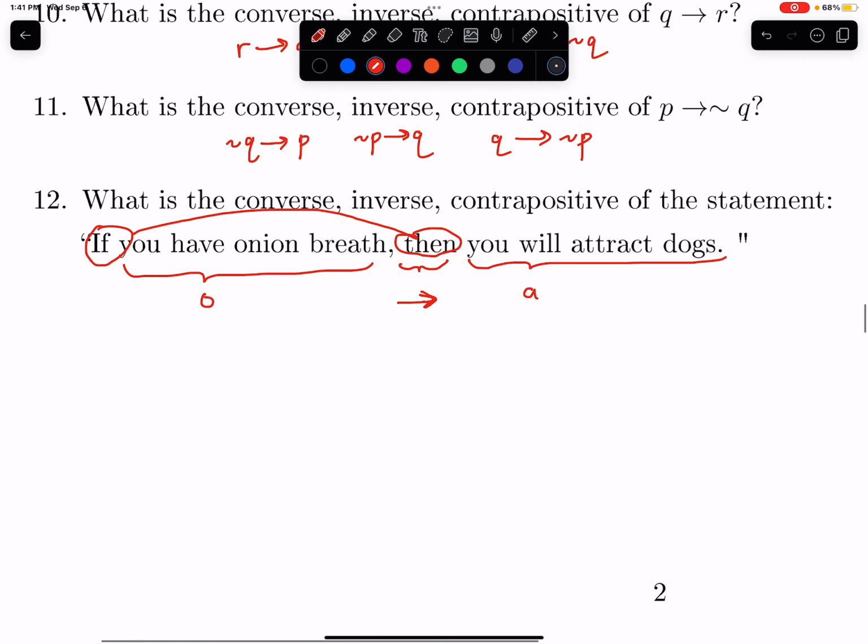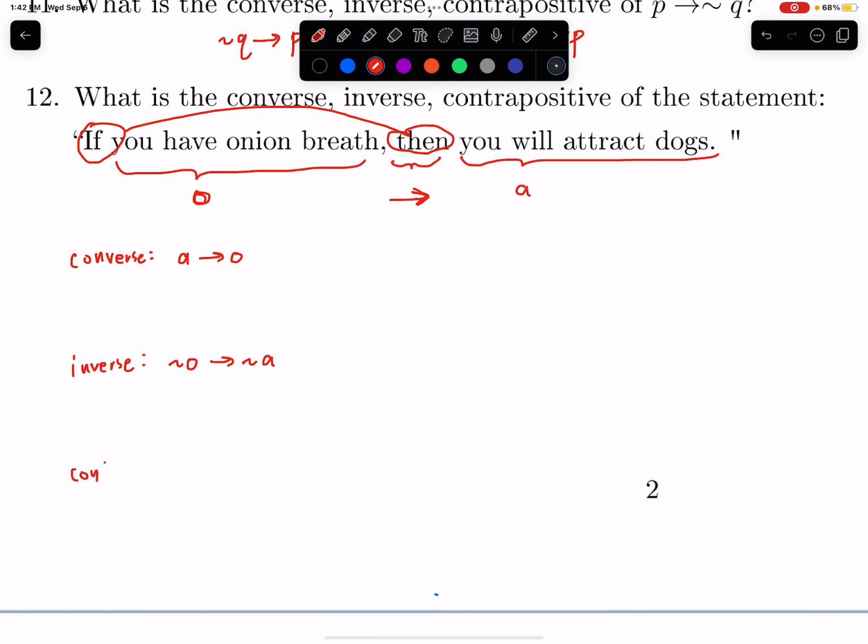So now let's do some translating back to English. Oh, let's write the converse, inverse, contrapositive in symbols first. So converse. I have the original statement being if O then A. The converse would be if A then O. Right? Inverse would be, so the original is O arrow A. It's going to be not O, arrow to not A. And then the contrapositive would be what happens if I do both at the same time, reverse and negate. So reversing the order and negating, I get not A, arrow to not O.